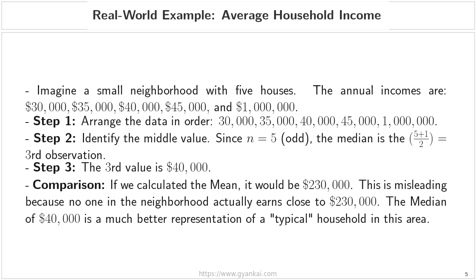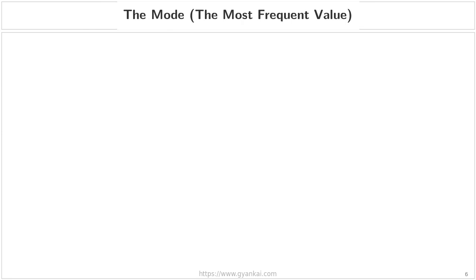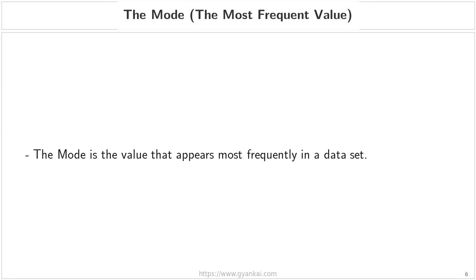In the next slide, we will shift our focus from numerical values to a different type of data, the mode. The mode, the most frequent value. Now that we have explored how the mean can be skewed by outliers and how the median provides a more stable middle ground for skewed data, let's look at our third and final measure, the mode. The mode is quite straightforward to identify. It is simply the value that appears most frequently within your data set.